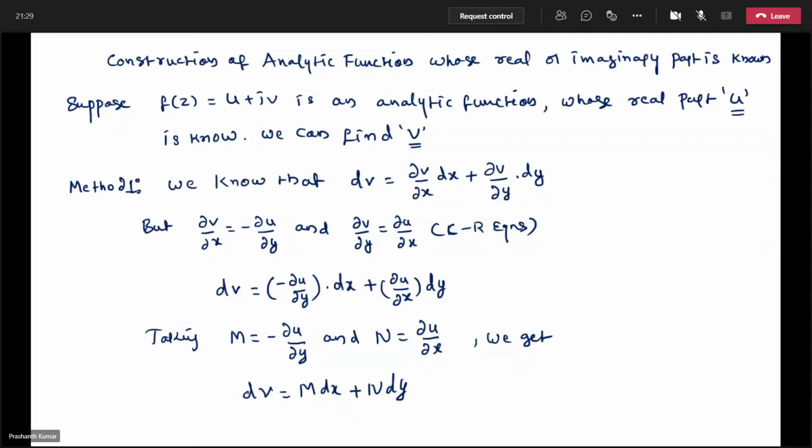Dou M by dou y is equal to dou N by dou x. Then we call the function M dx plus N dy an exact differential equation. Okay, so from this I am considering it as equation 1.